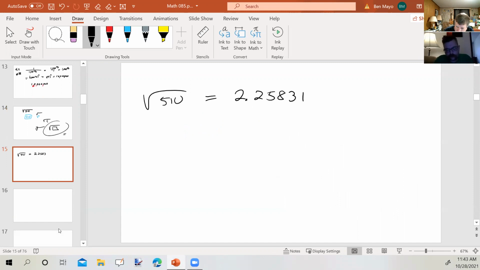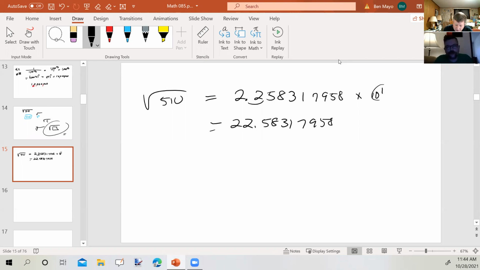2.25831. Okay. And then what's after that? 7958 times 10 to the first. Okay, all right. So basically it's giving you your answer in scientific notation. So if you wrote this as a regular number, it would be 22.58317958, because multiplying it by 10 to the 1 would move the decimal point over.